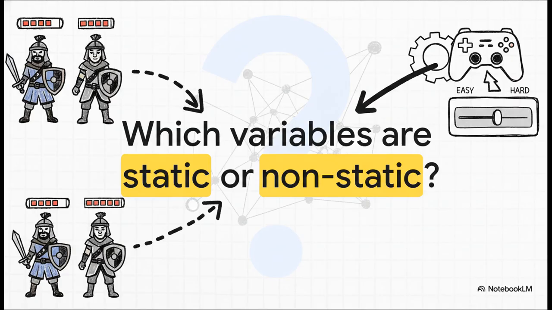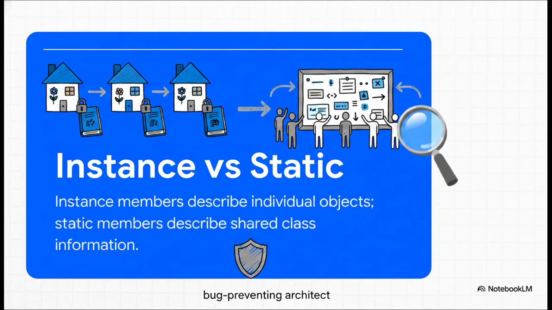Why specifically shouldn't a character's health be static? Well, think about it. If health were static, taking damage would mean every single character in your game loses health at the exact same time. One hit and the whole squad goes down. No thanks. So name and health must be non-static instance variables. The difficulty level, however, is a perfect candidate for a static class variable because it's a setting shared by absolutely everyone.